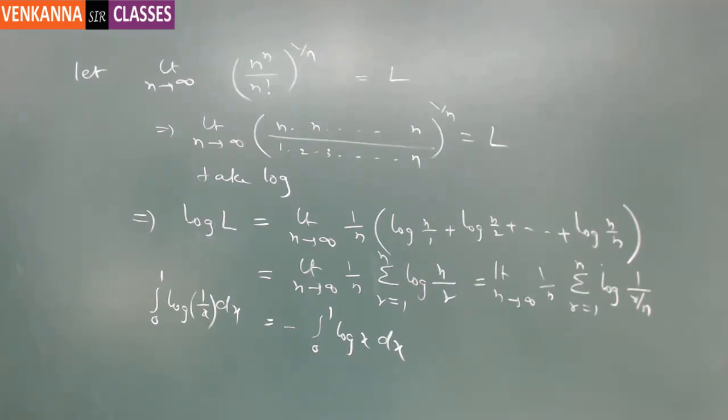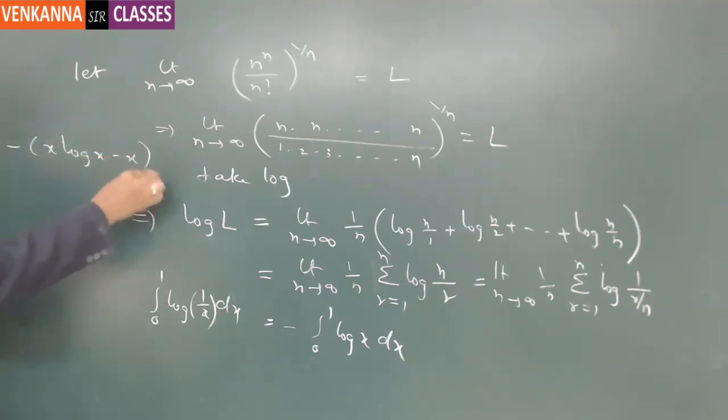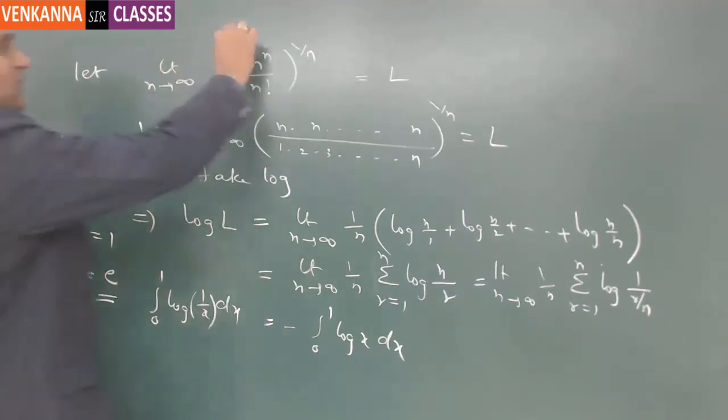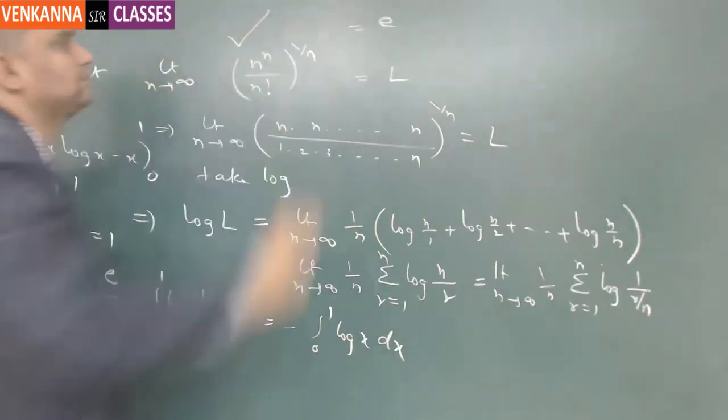So if you calculate integral log x, it is nothing but x log x minus x. So between the limits 0 to 1 you are going to apply. I think you are going to get the value as 1. So log L is equal to 1, therefore L is equal to e. So the answer of this part is nothing but e.